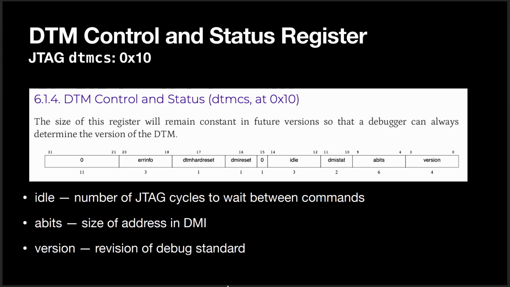That's the debug transport module control and status, and the debug module interface access. So for DTMCS, it looks like this. And this is the sort of register, again, we're going to read more or less exactly once and then never again. It contains one field that's the number of times you need to let it idle. For the most part, this will be 0. It contains the size of the address bits that we'll see in the next slide, and it contains the version of the debug standard. So for the most part, you're going to be reading this and making sure that it's what you think it is, and then never read it again.